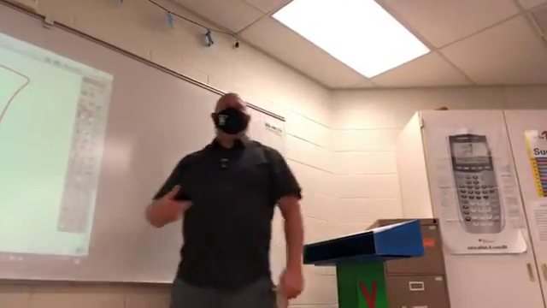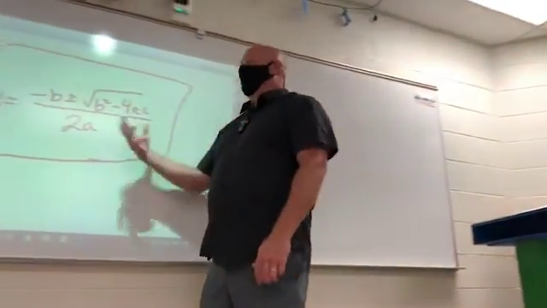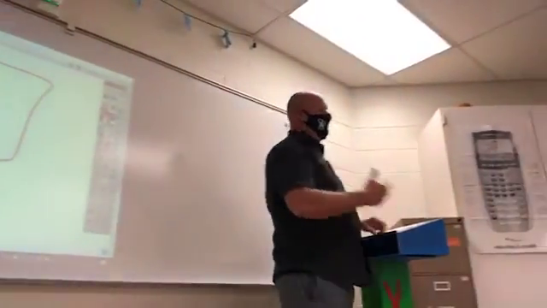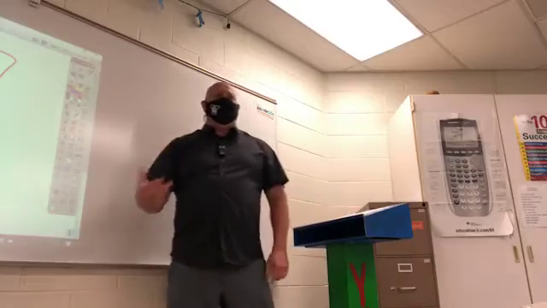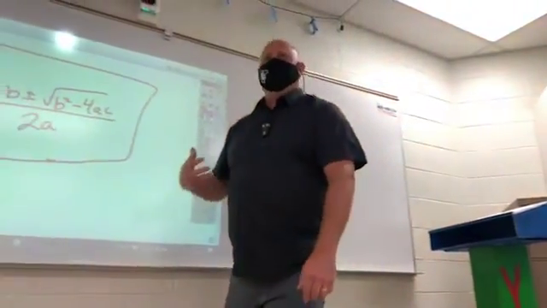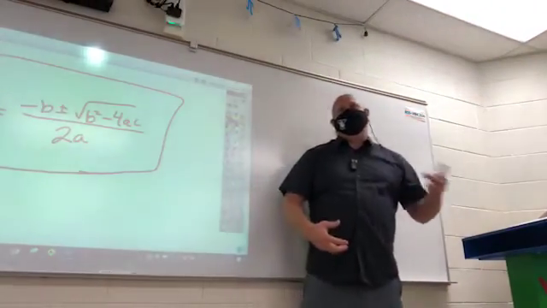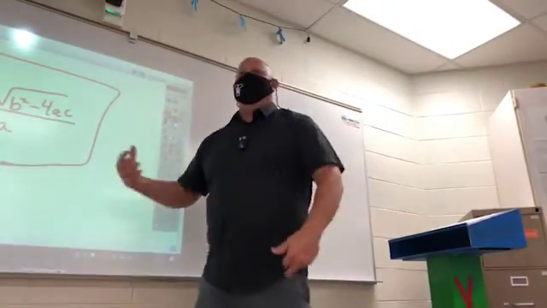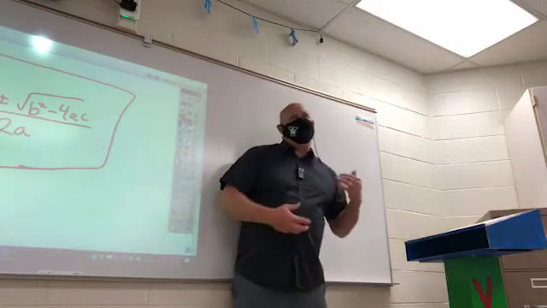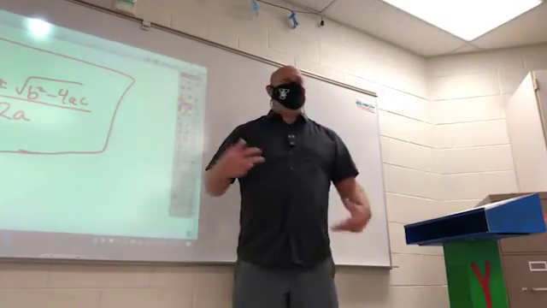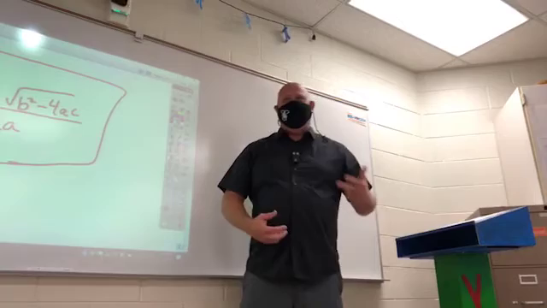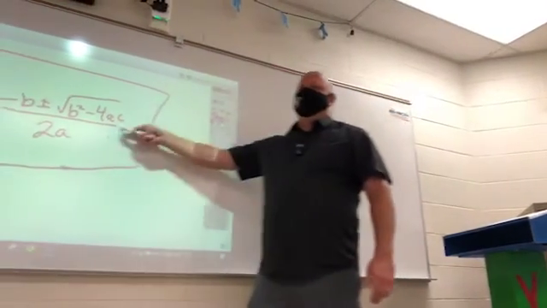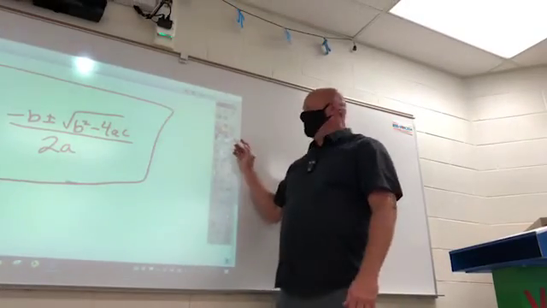Again. Negative b plus or minus the square root of b squared minus 4ac all over 2a. A little faster. Let's see if you can go faster. Negative b plus or minus the square root of b squared minus 4ac all over 2a. That's probably a little too fast. Make sure you know the quadratic formula, okay?